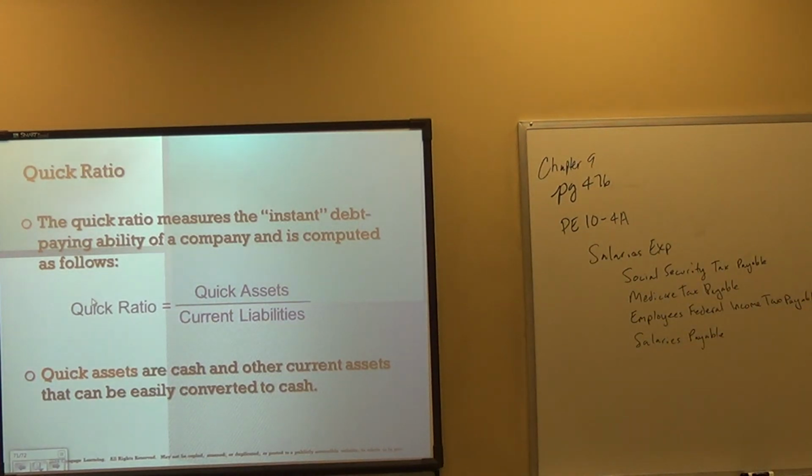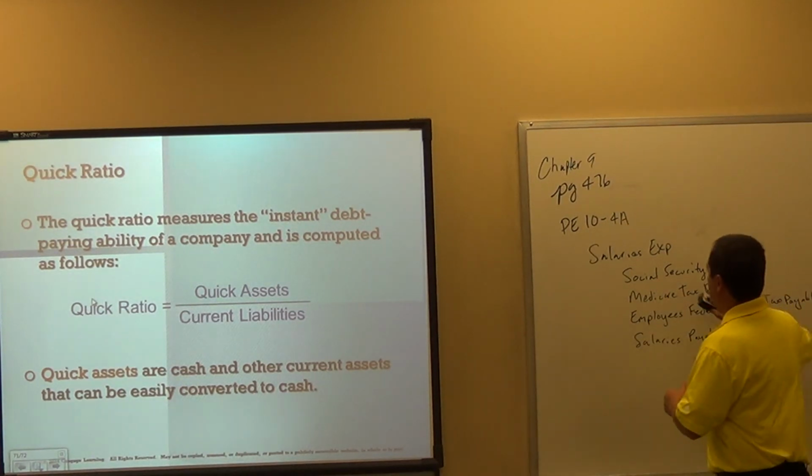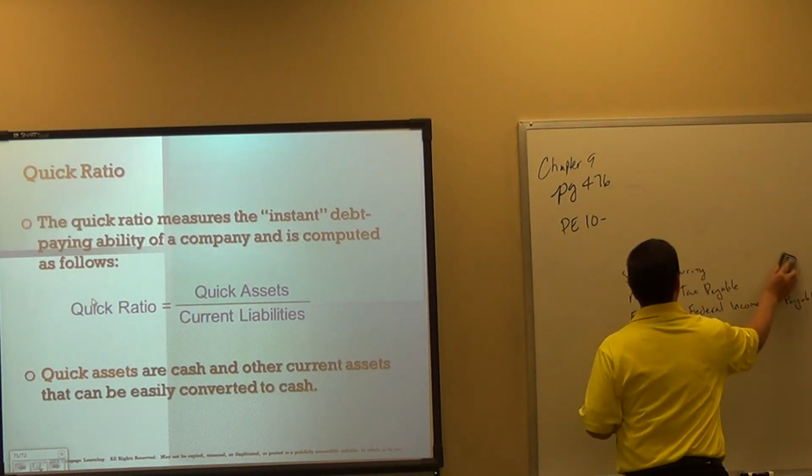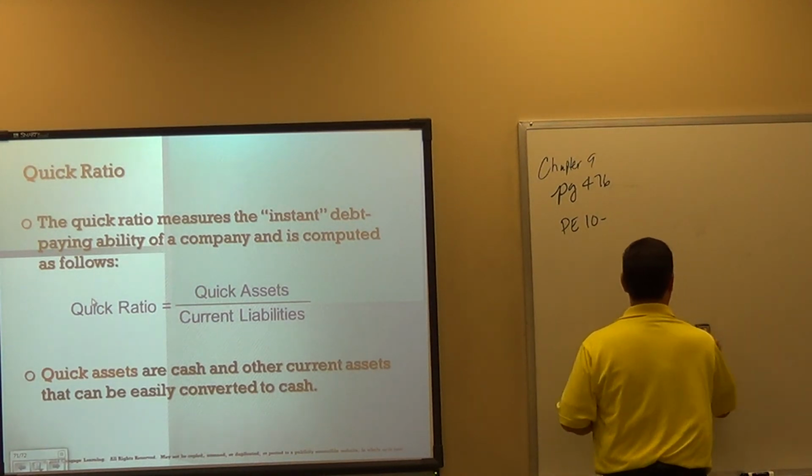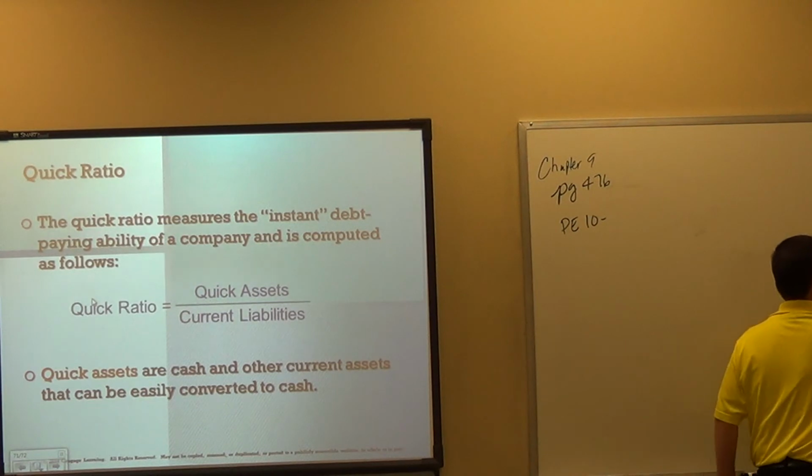All right, let's take a look at one more problem and we'll get you out of here. So let's take a look at the PE 10-7A. It's just a warranty one.